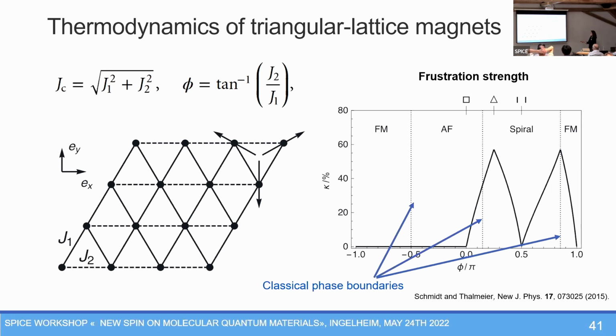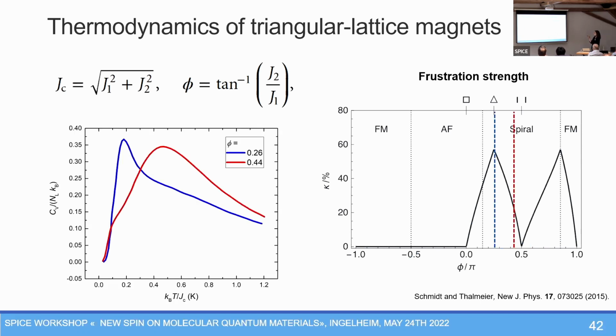So this plot here is a plot of the frustration strength as a function of this angle phi, with the dashed lines being the classical phase boundaries. And obviously what you find is that the frustration is usually quite high in the proximity of these classical phase boundaries. But what is interesting, or what I want to look at, is basically the specific heat.